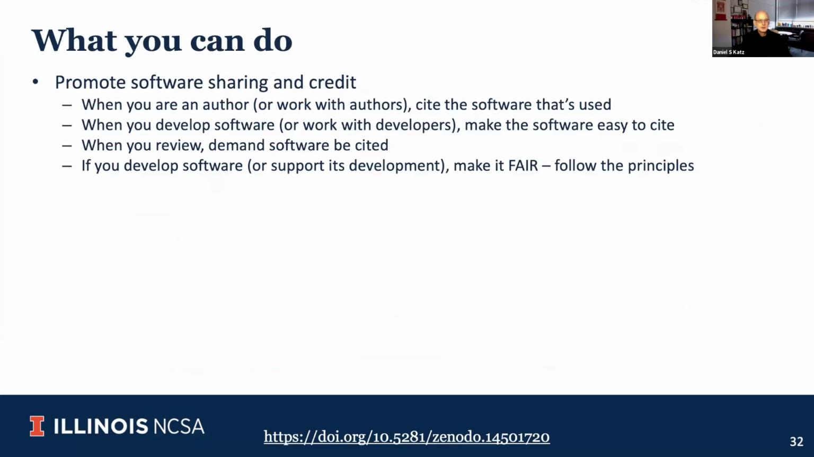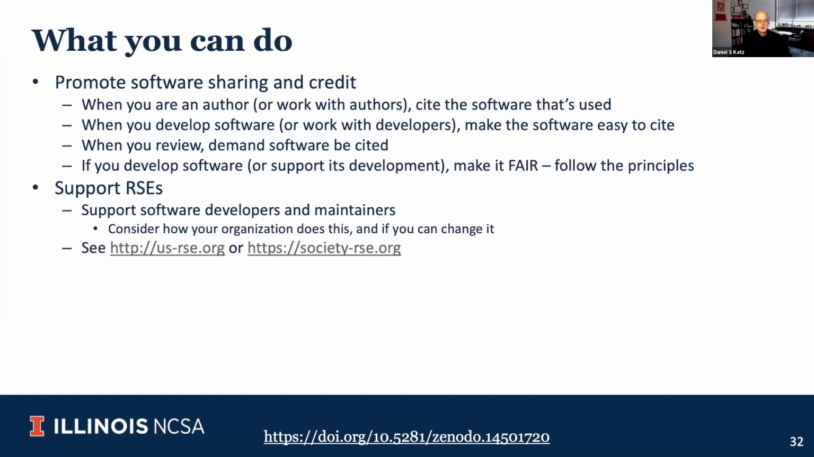So what you can do includes promoting software sharing and credit. If you're an author or work with authors, you can cite the software that's being used. When you develop software or work with developers, make sure that the software is easy to cite. When you review, demand that software be cited. If you develop software, support its development, make it FAIR, follow the FAIR for Research Software principles. Support RSEs by supporting software developers and maintainers. Think about how your organization does this now and if you can change it, whether those people are faculty members or staff or students or anything else.